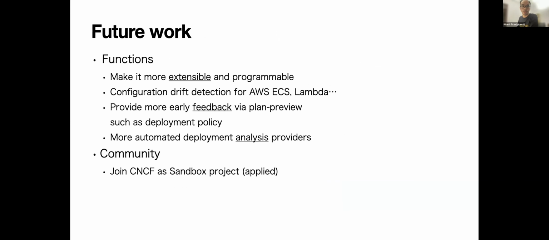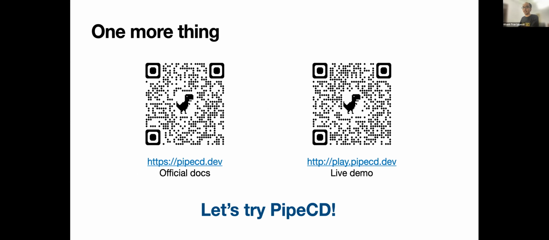For the future work, we have something in our roadmap. First one is to make it pluggable. The second one is some features like drift detection. Currently, it's not working well for ECS and Lambda applications, so we are trying to bring it to those applications as well. And we think it could be great if we can bring more information to the plan preview feature so that the developer can easily review. This one is about making more providers for the analysis stage, and for the community, we applied to join the CNCF sandbox. And this is the end of the slide. Thank you.